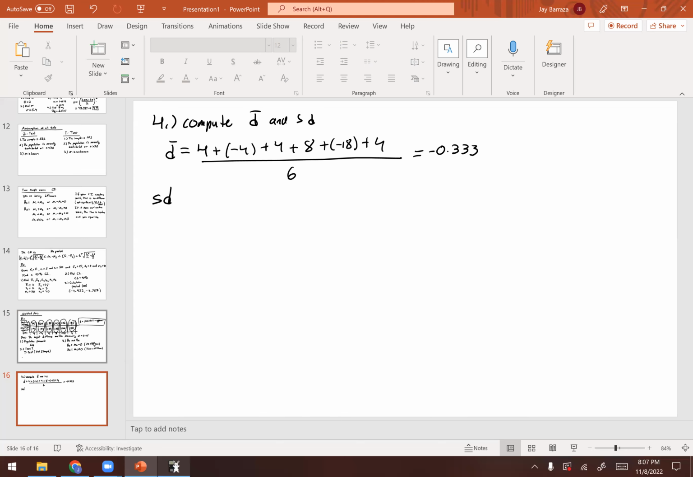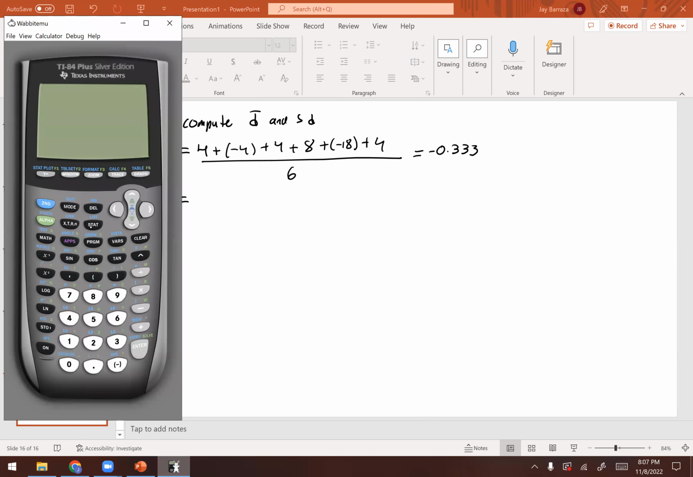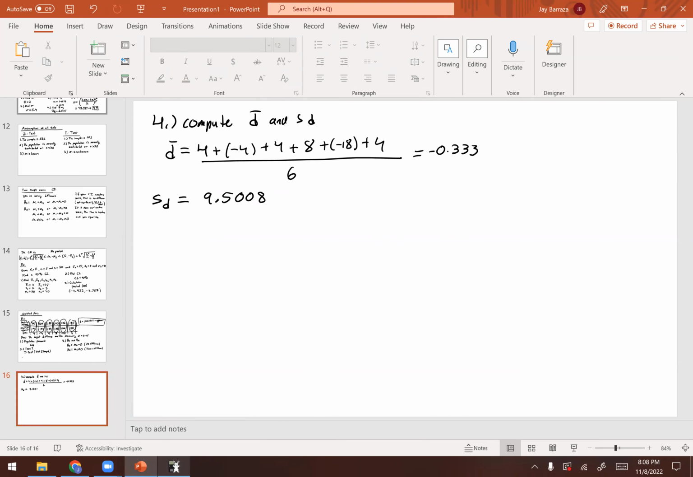Now, SD, you don't want to do this by hand, but you can. But remember, I showed you in the calculator. You go to stat, you edit your list, and then you type in your numbers: 4, negative 4, 4, 8, negative 18, 4. Then you click on stat, go to calc, 1 var stat, calculate, and there it is. And that also verifies that X bar is correct, right? So my standard deviation is SX, which is 9.5008.